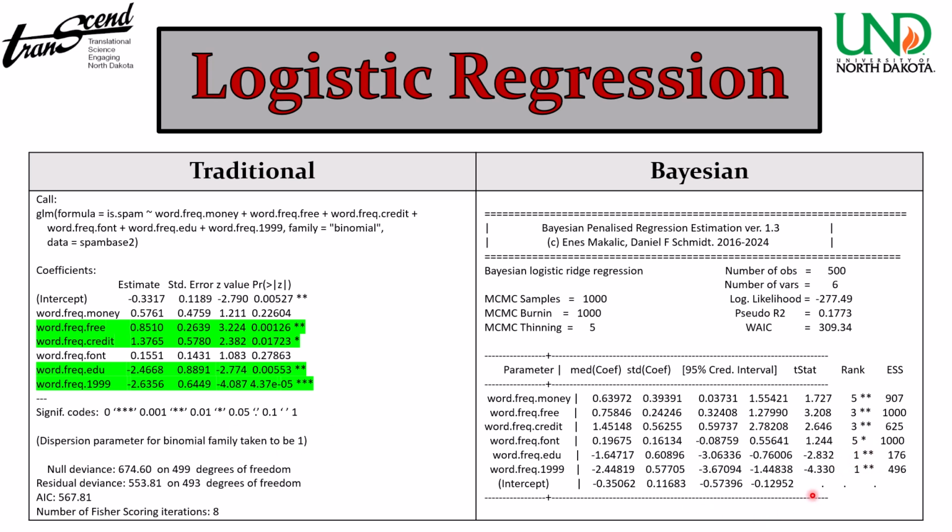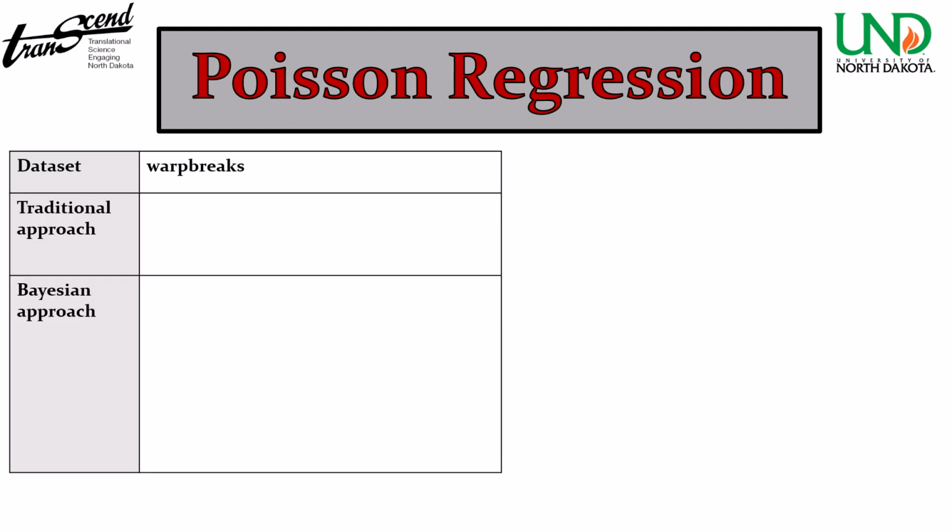The t-stat over here is 2.8, so similar. And this is like rank 1. Same with 1999, rank 1. So these two are the strongest predictors, the strongest rankers in this. Whereas something like frequency or free and credit are in the middle, and then the ones that we found weren't significant, like money and font, were lower rank. So a little bit different setup here.